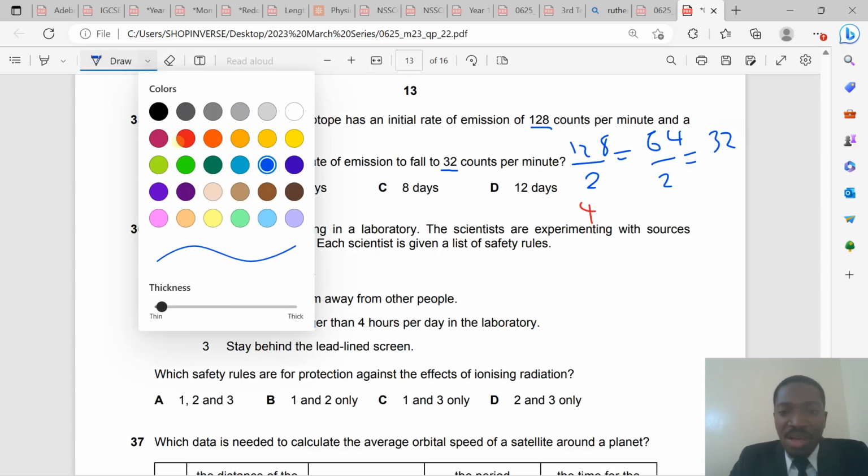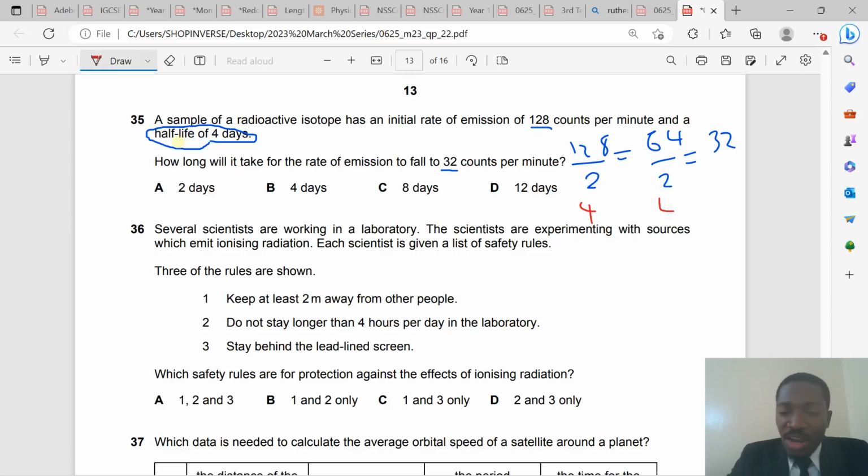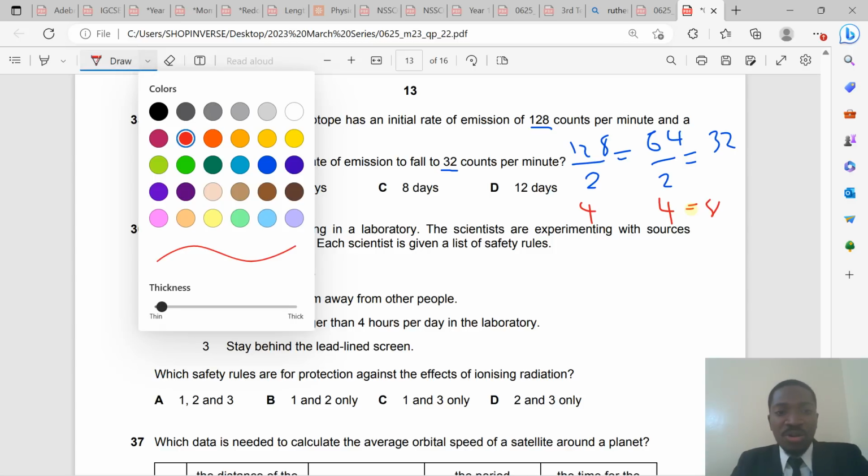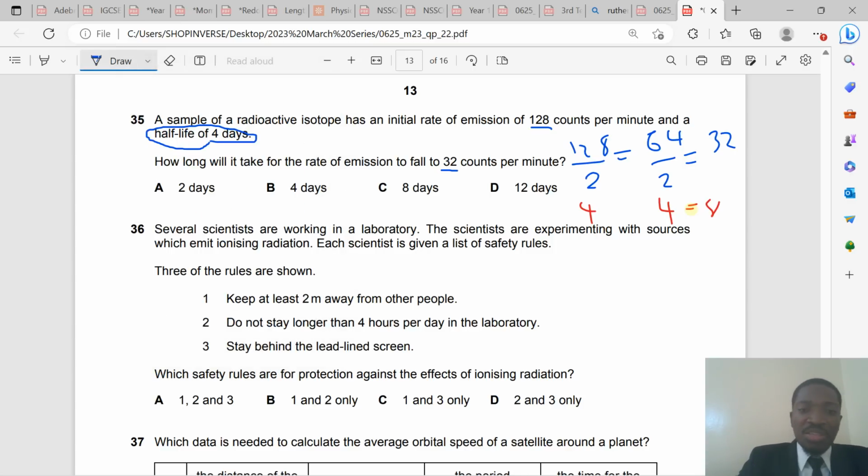The second half-life, that means after another 4 days, 32 will be left. Now the question says, how long will it take for the rate of emission to be 32? So for this rate of emission to be 32, it took 4 plus 4 days. That is 8 days. It took a total of 8 days for the rate of emission to fall to 32 counts per minute. That means C is the correct answer to question 35.